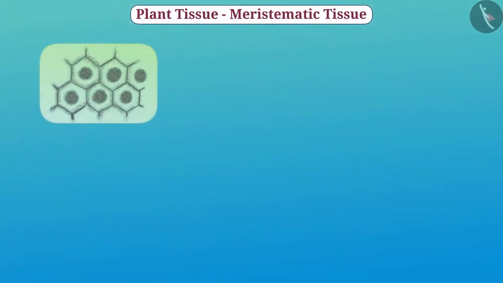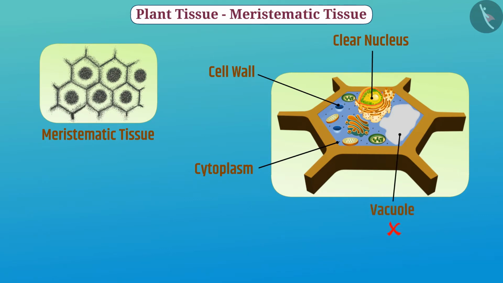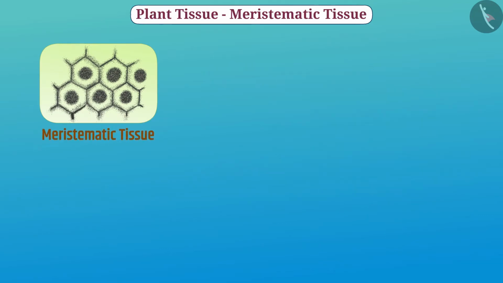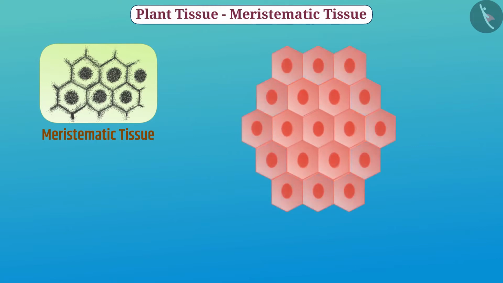The cells of meristematic tissue divide, that's why they are highly active. They have dense cytoplasm, a clear nucleus, and a thin cell wall. Cells of meristematic tissue do not need to store nutrients. That's why they do not have a vacuole. The new cells formed from meristem are initially similar to the meristem, but as they grow and mature, their properties gradually change and they divide as components of other tissues and work with other tissues.